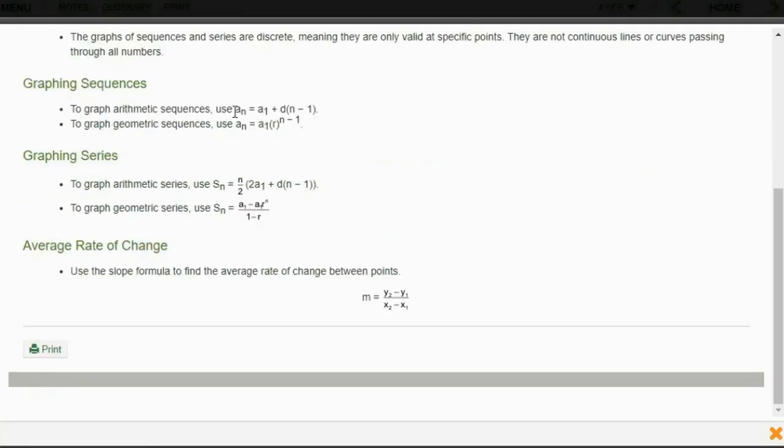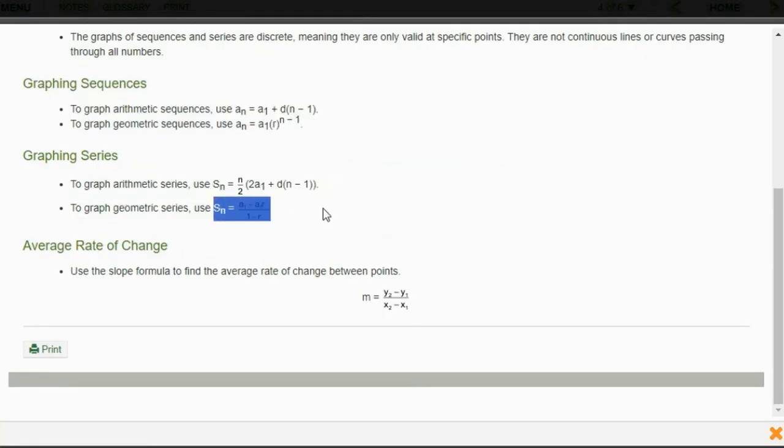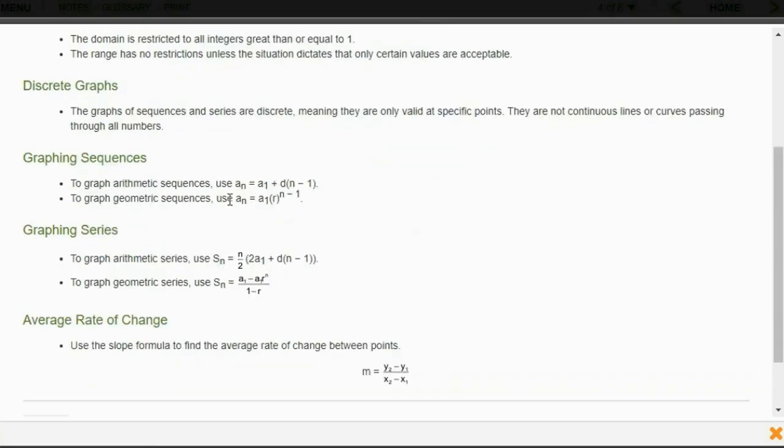So here's the formulas for graphing arithmetic sequences or geometric sequences. Here's what you use for arithmetic series or geometric series. And here's the slope formula to find slope between points. Great place for your notes for this lesson right there in the lesson summary. Gives you the formulas you need to be able to graph it.